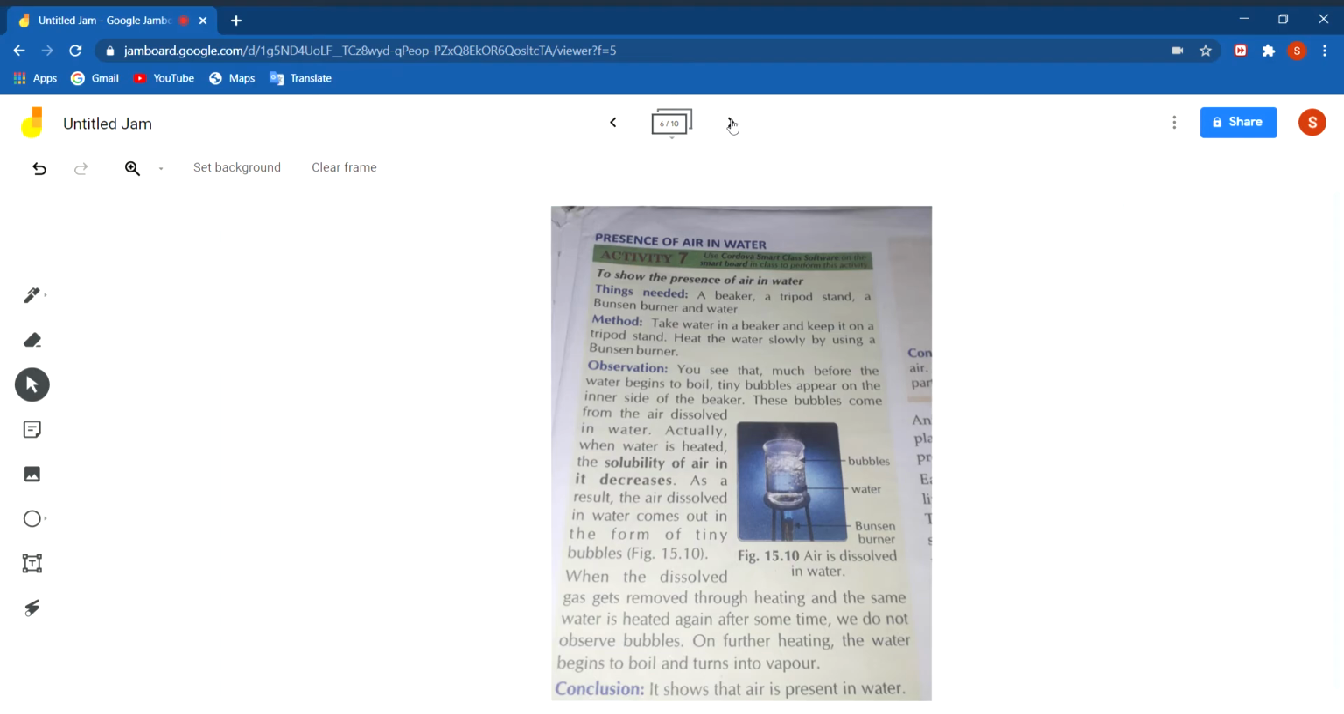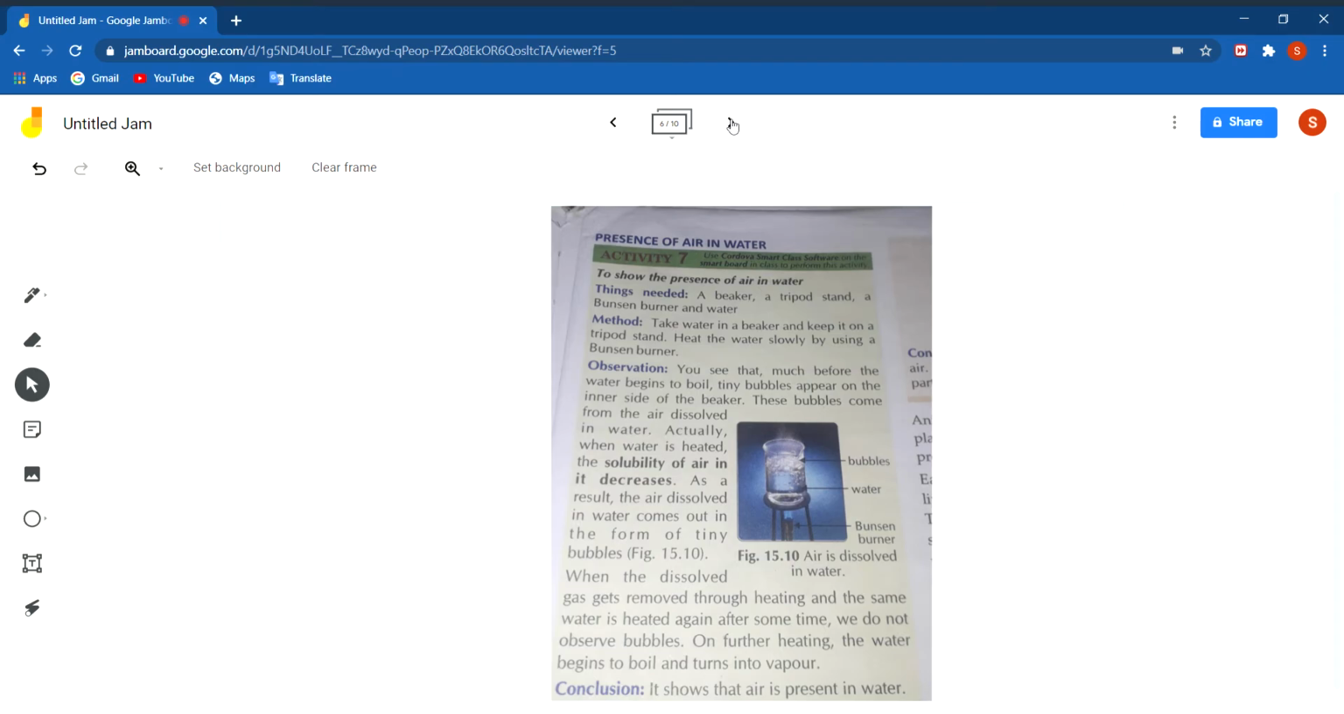When the dissolved gas gets removed through heating, the same water is heated again. After some time, we do not observe bubbles. On further heating, the water begins to boil and turns into vapor. This activity you can also do at your home. When you are making tea, you can see the same thing happens.